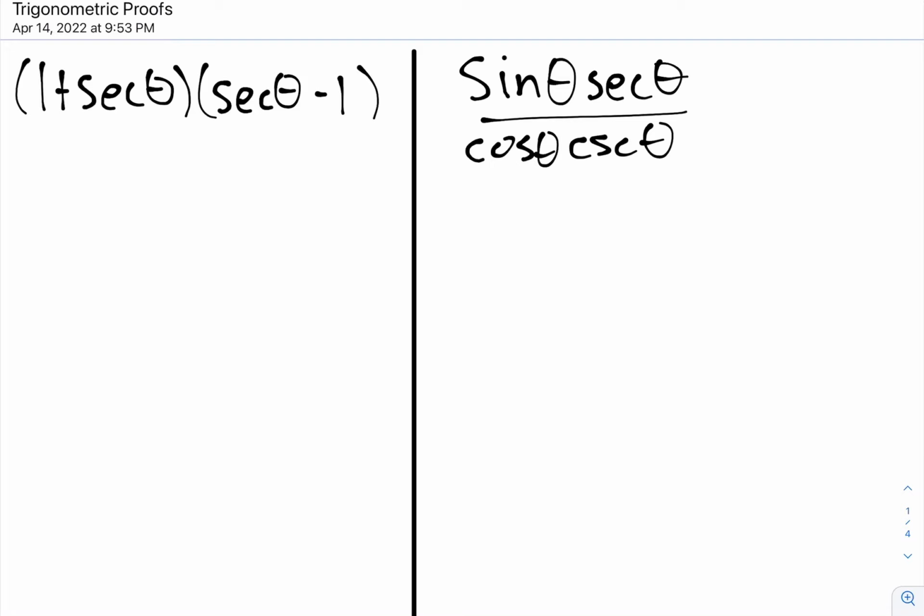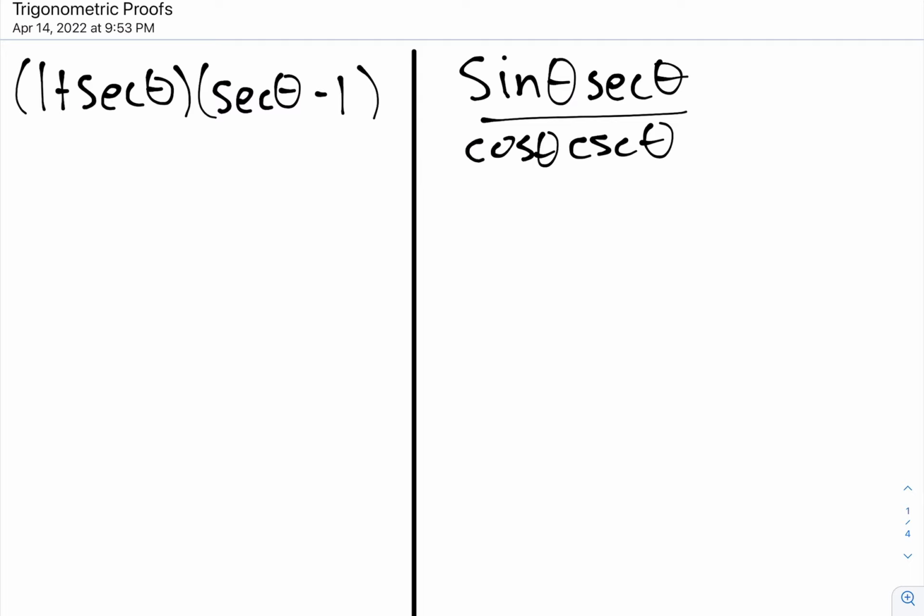Hi everybody. This video is going to be focused on trigonometric proofs. So we're really focusing in on the trigonometric identity sheet that we learned about in the last video, why trigonometric identities are important when we're trying to simplify and solve these types of trig equations.